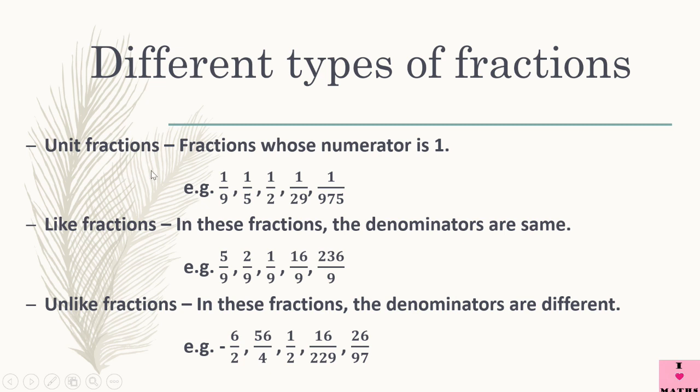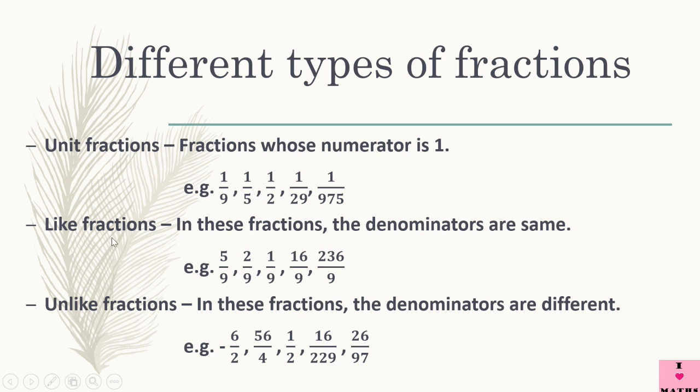Unit fractions. The fractions whose numerator is 1 are unit fractions. For example, 1 upon 9, 1 upon 5, 1 upon 2, 1 upon 29, 1 upon 975.